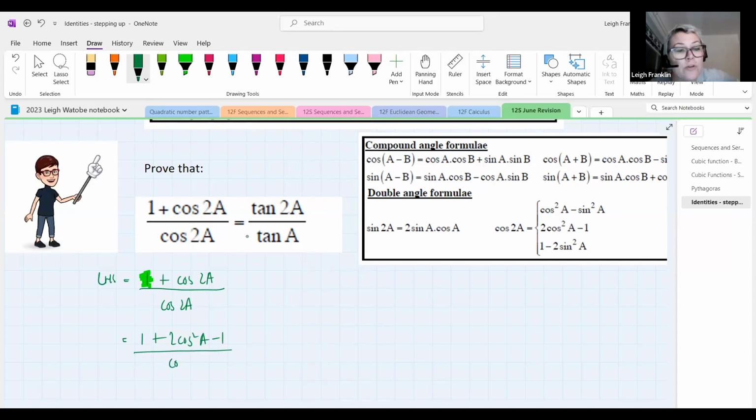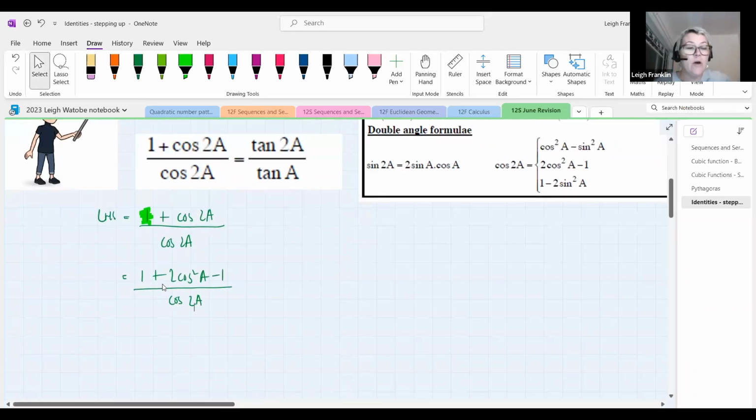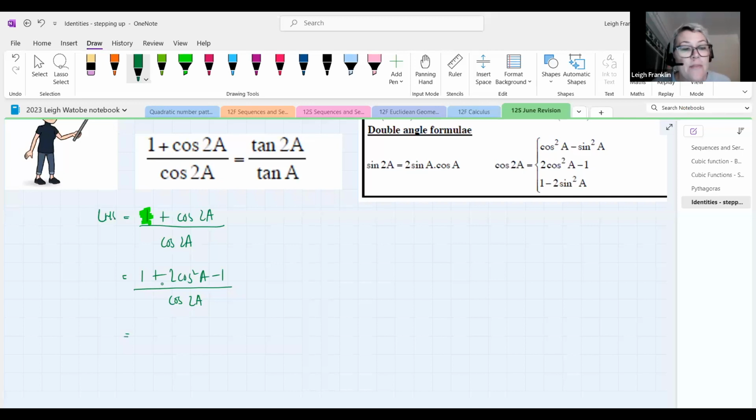And now I've got cos 2a over here. All right, lovely. So now the ones are going to cancel out. That leaves us with 2 cos squared a at the top. And that leaves us with cos 2a at the bottom. Now, I haven't done anything about the cos 2a at the bottom. What do you think I should do with that? How should I rewrite the cos 2a at the bottom? Any ideas?